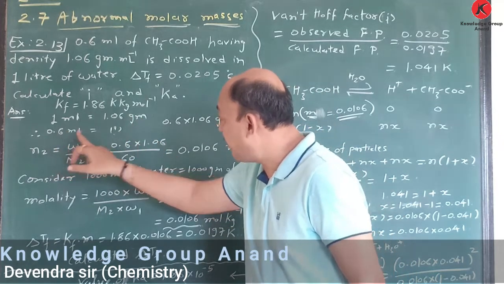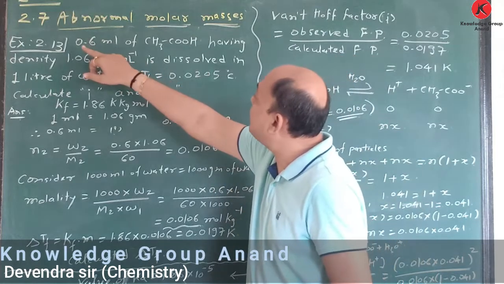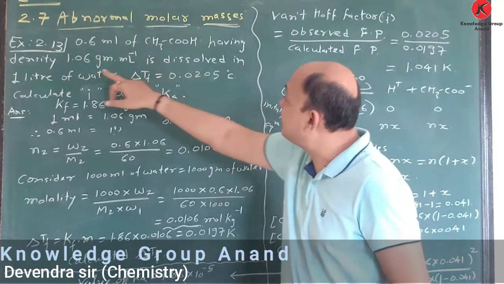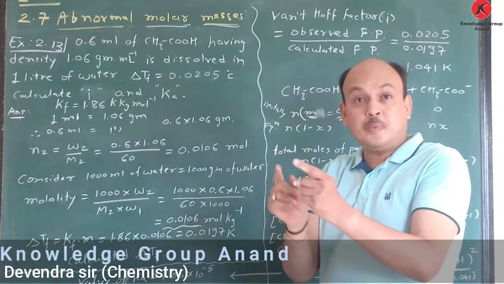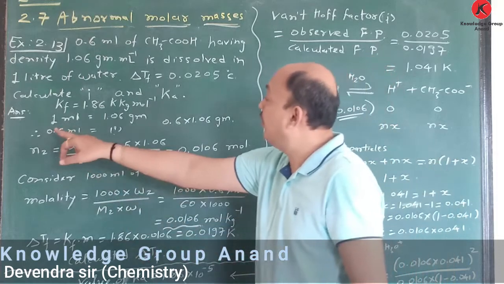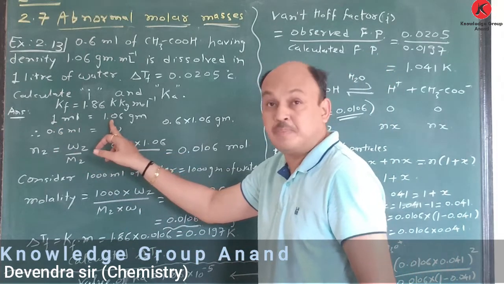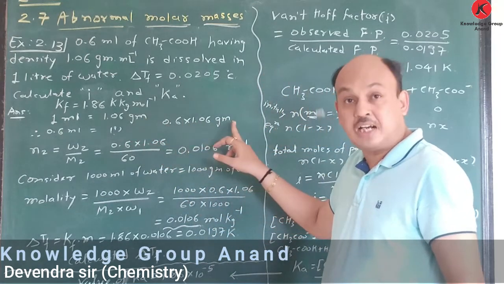Therefore, 0.6 ml equals what? We are relating 0.6 ml to the density, that is 1.06 gram per ml. That means 1.06 gram divided by 1 ml. So here the 1 ml value is 1.06 gram. So what is the value of 0.6 ml? So it is 0.6 into 1.06 gram.